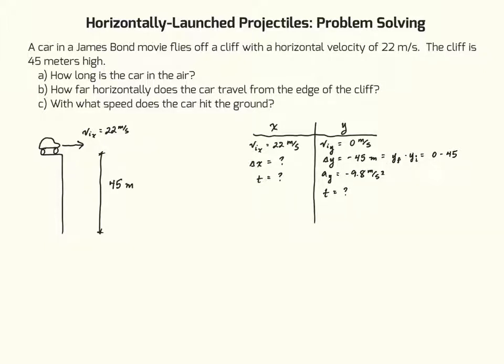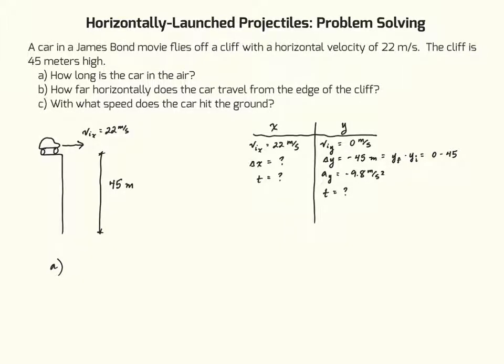Okay, remember that time is what links our two directions together. So in part A, we're trying to find time. Now, we can't find time in the x direction because we only have one known and we have two unknowns. However, in our y direction, we know three things and we don't know one thing. So if we know three things, we can use one of our kinematic equations to then find that fourth thing.